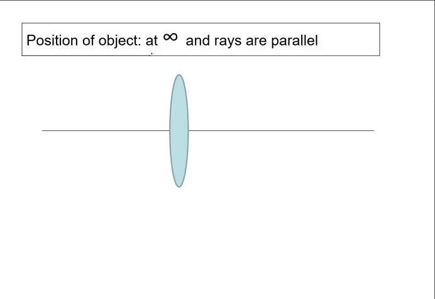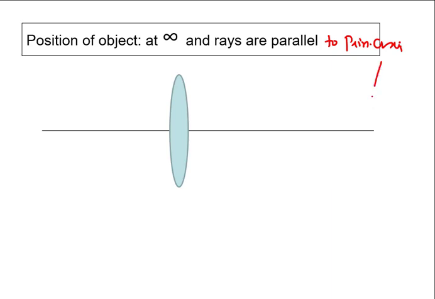In the previous video, we had a look at simulations to understand how images are formed in a convex lens. Let us have a look at the ray diagrams for the same in this video. Let us look at the first case when the position of the object is at infinity and rays are parallel to the principal axis.